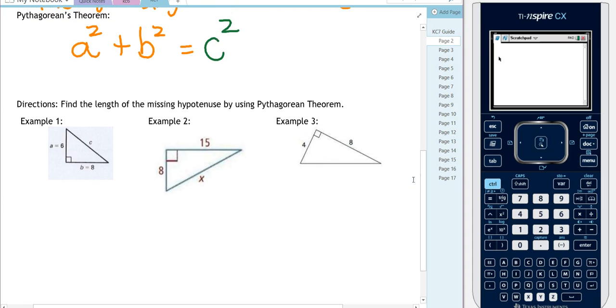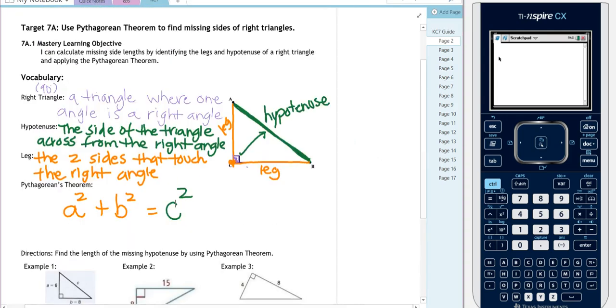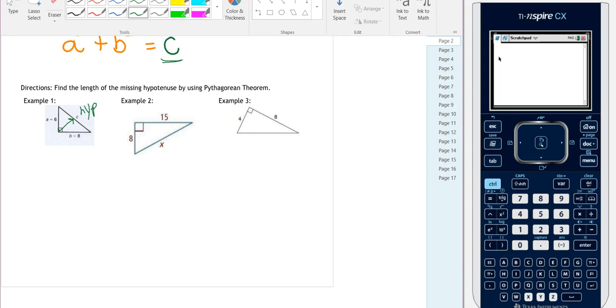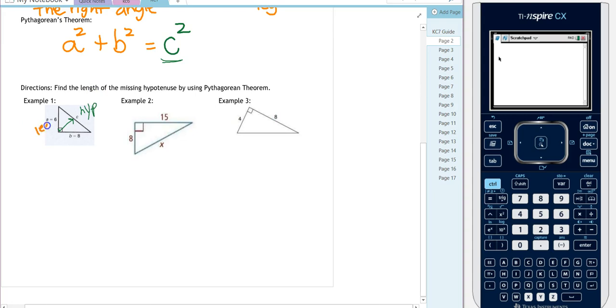The directions say find the length of the missing hypotenuse by using the Pythagorean theorem. The first thing I would like to do is label what is my hypotenuse and what are just my legs. This is my 90-degree angle, so I go across from that. This is my hypotenuse. Notice the hypotenuse is always represented by the c. Which means that we have two legs, 6 and 8. When we write our Pythagorean theorem, we have a squared and b squared. It does not matter which one you say is a and b, as long as they're both legs. So 6 squared plus 8 squared equals our hypotenuse squared.